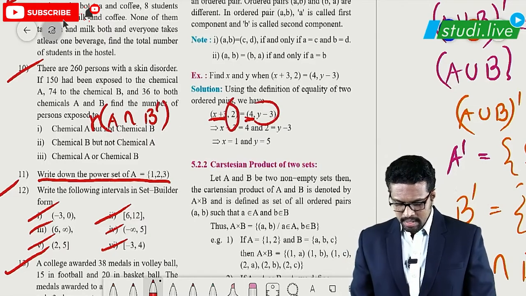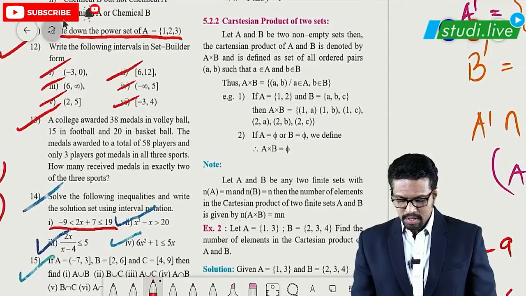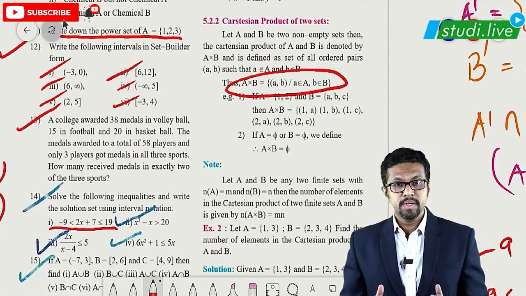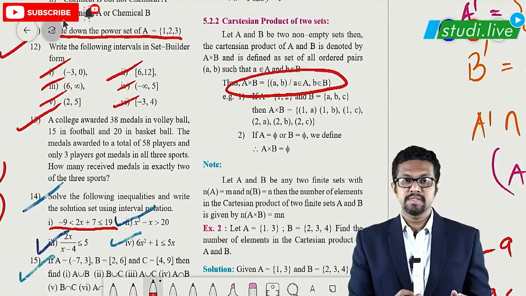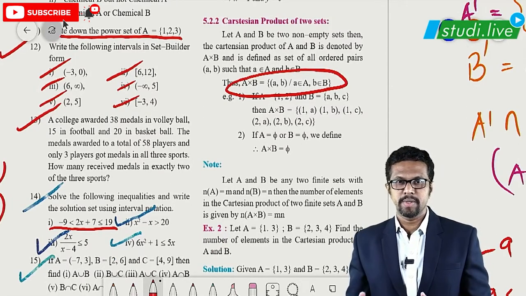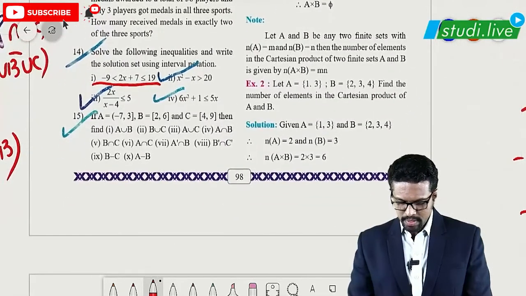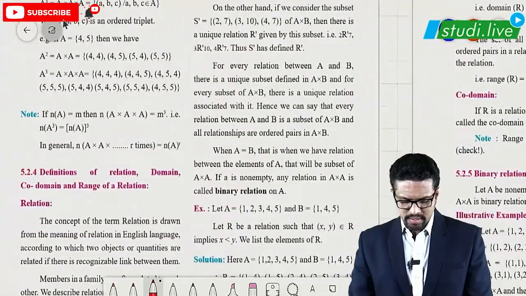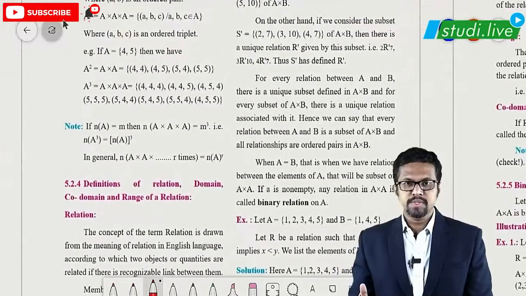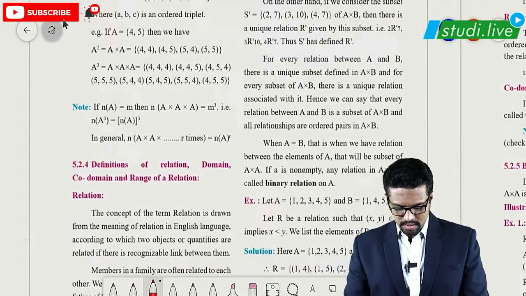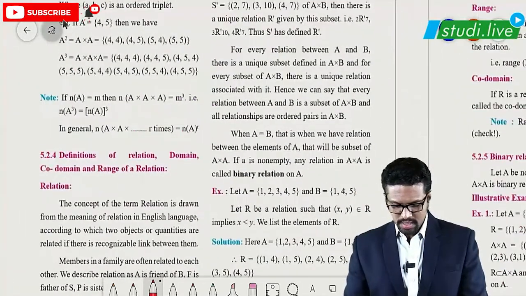Cartesian product is very simple. The product of two sets is actually ordered pairs in which the first element is taken from the first set and the second element is taken from the second set. So this is what the definition is. Finding the product is very easy, and any subset of such a product set is called a relation. So what is a relation? It is actually a subset.